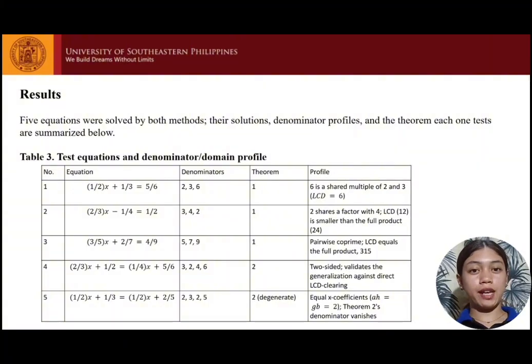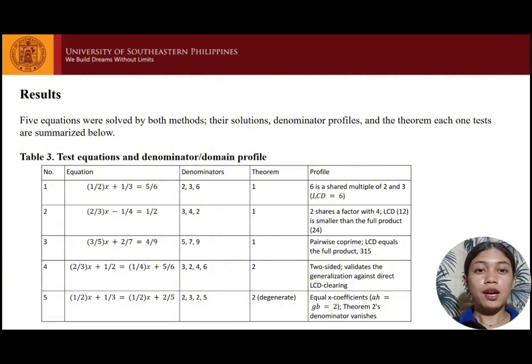Equation 4 shifts to testing Theorem 2, the generalized formula, on a two-sided equation with denominators 3, 2, 4, and 6, comparing it directly against LCD clearing. And Equation 5 is deliberately degenerate. Both sides have the same x coefficient, so AH equals GB, which means Theorem 2's denominator vanishes. We included this one on purpose, not to get a clean answer, but to see how the formula behaves right at the edge of where it's defined.